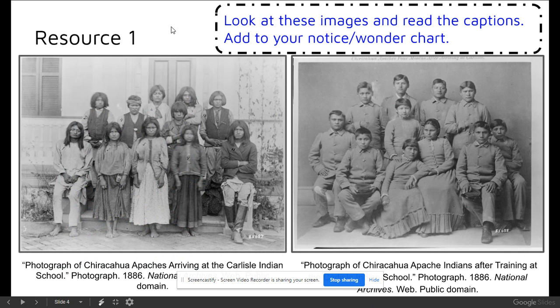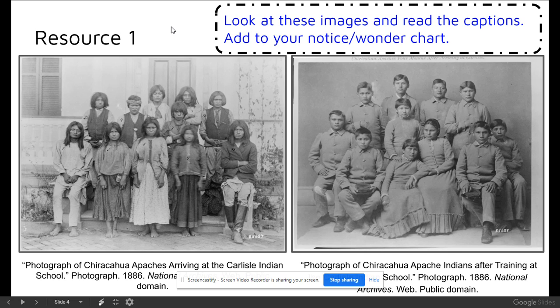The next resource is 2 pictures that are being compared. And we have captions that tell us that these are Chiricahua Apaches. On the left, this is a group of them arriving at the Carlisle Indian School in 1886. And on the right, it is the same group of students after they have received training at Carlisle Indian School, again in 1886.